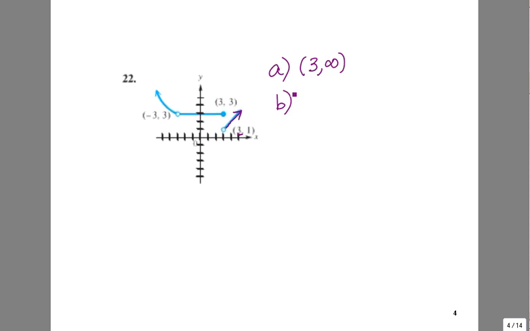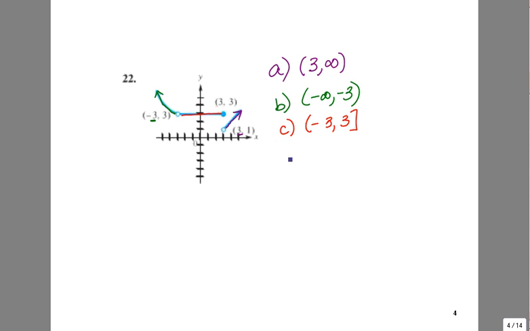Where is it decreasing? Let me do a different color here. It is decreasing from this portion of the graph, which is from negative infinity up to what x value? That's negative 3, but again, it's not included, so we have a parentheses. Where is it constant? It's constant here. So we would say from negative 3 to 3 with a bracket.